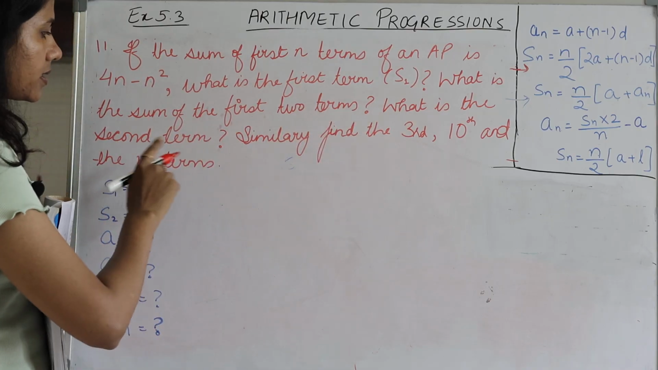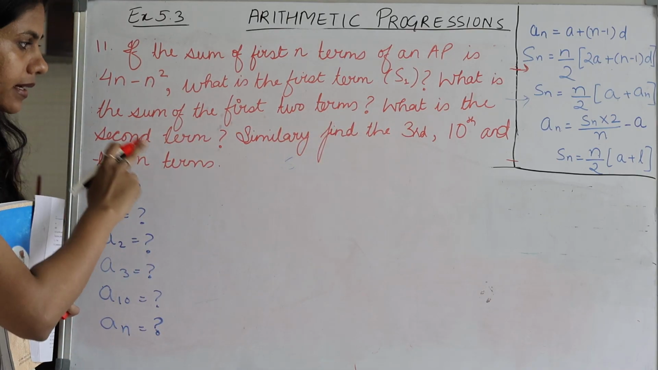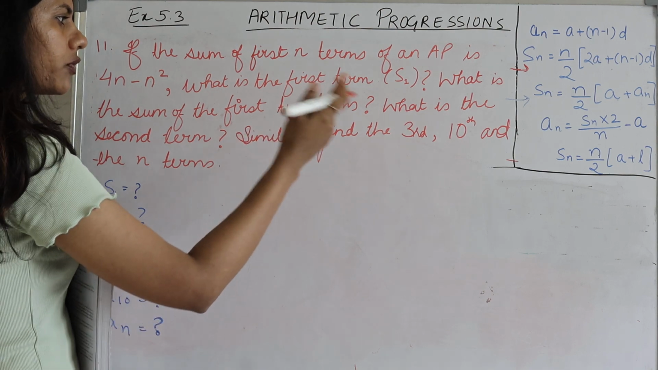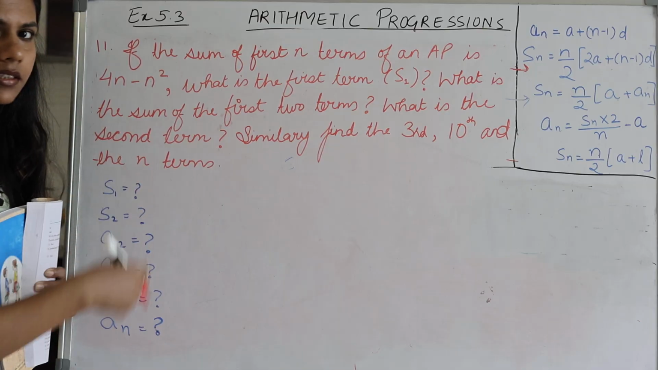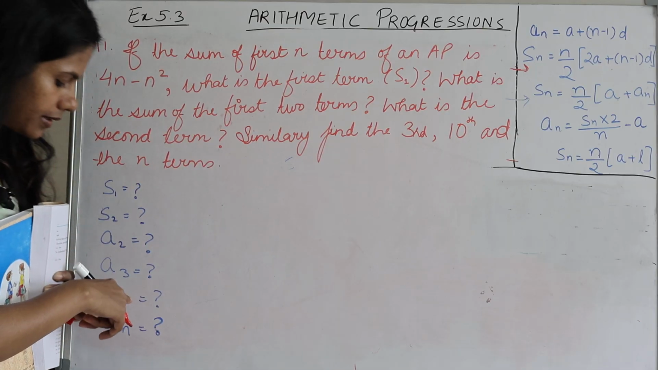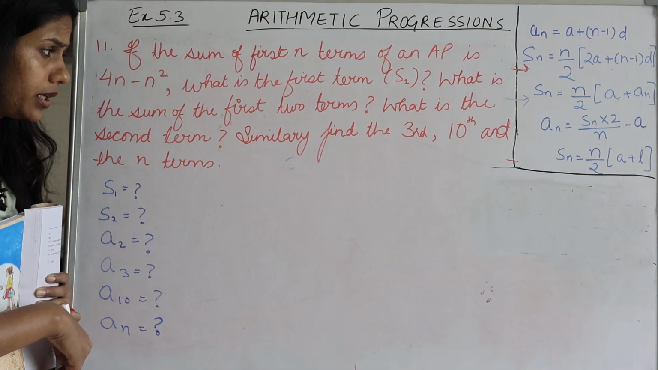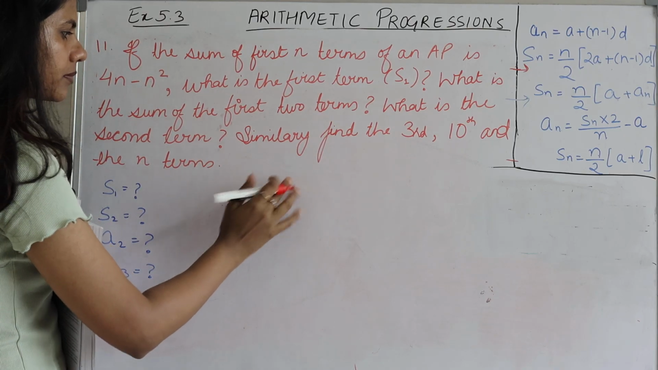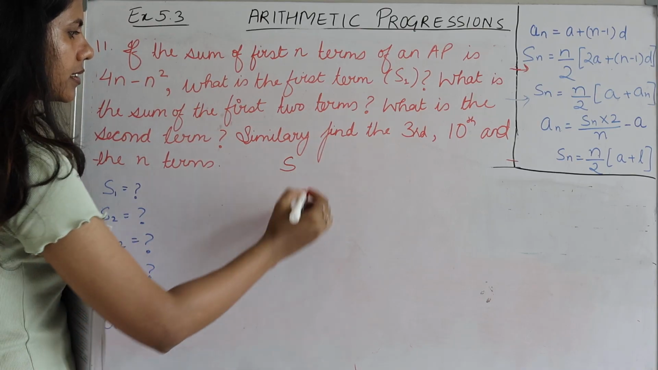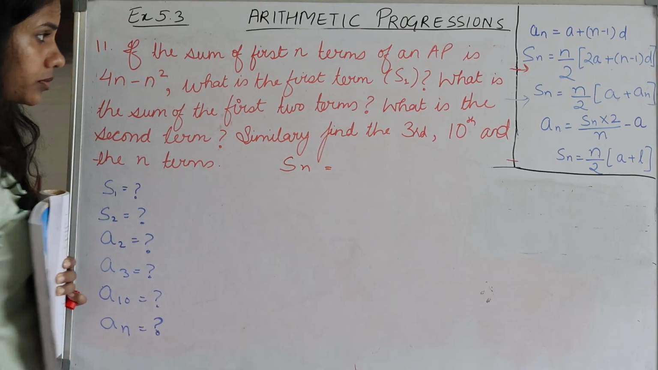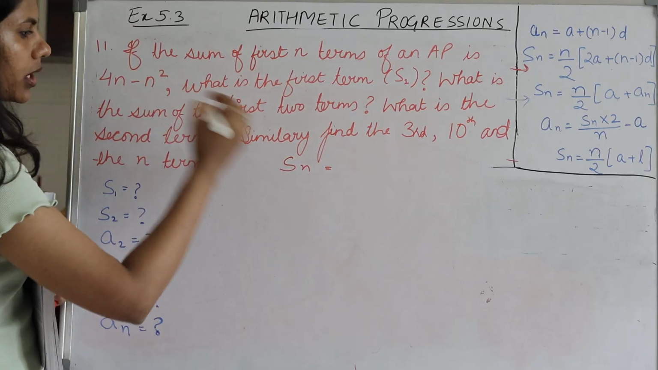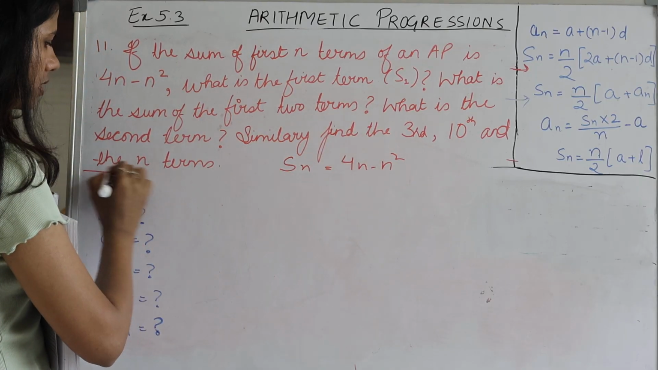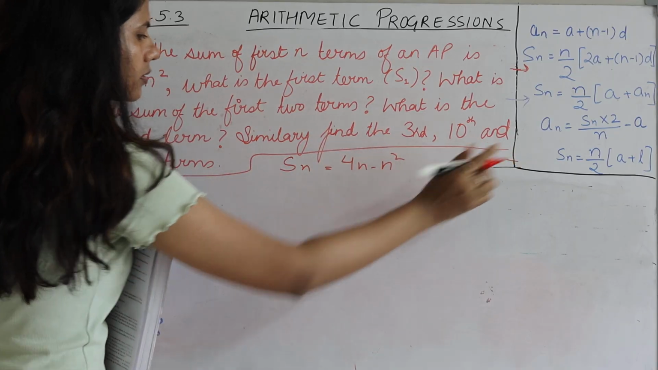Now what is the second term of an AP? We have to find out A2. Similarly, we have to find the third, tenth and nth term, which are A3, A10, An. So we will just note down what is given. Sn equal to what they have given, 4n minus n square. I'll just draw a line.